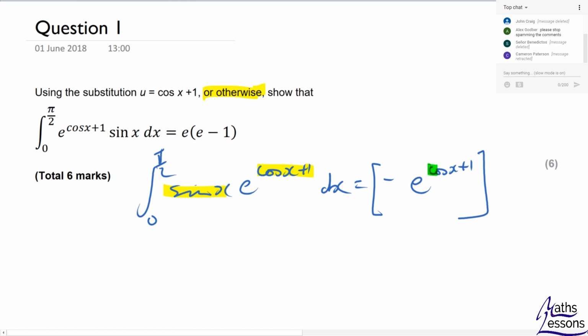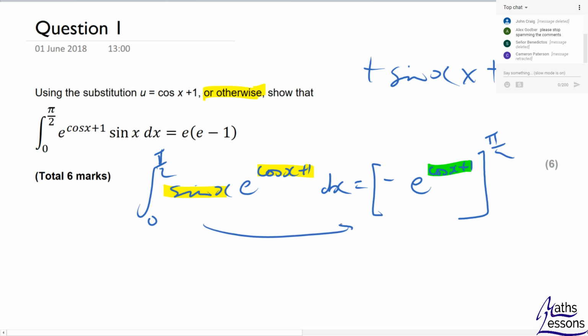So if I differentiate the cos x plus 1, I'll get minus sine x. If I times that by minus e to the (cos x plus 1), those will cancel to give me a plus. So therefore, I've got it right. So that is what this integrates to. So get between pi by 2 and 0. And what we're going to do is put that in.